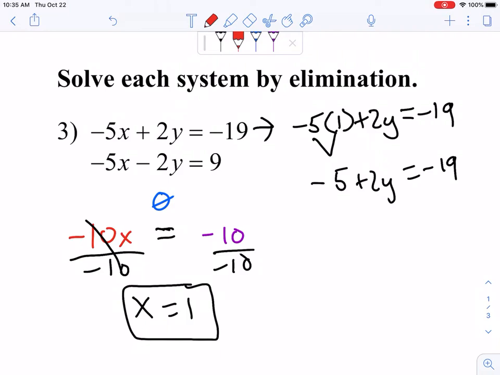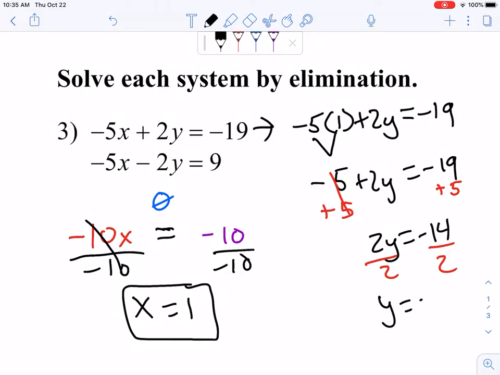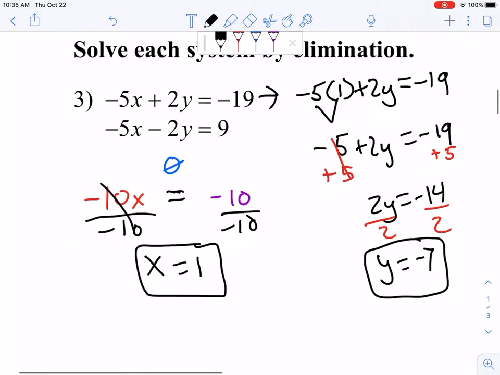And now I have a two-step equation. I'm going to get rid of my 5 first by adding it to both sides, so that 2y equals negative 14. I can now divide 2 to both sides, so that y equals negative 7. And then I'll write them as an ordered pair, 1, comma, negative 7.